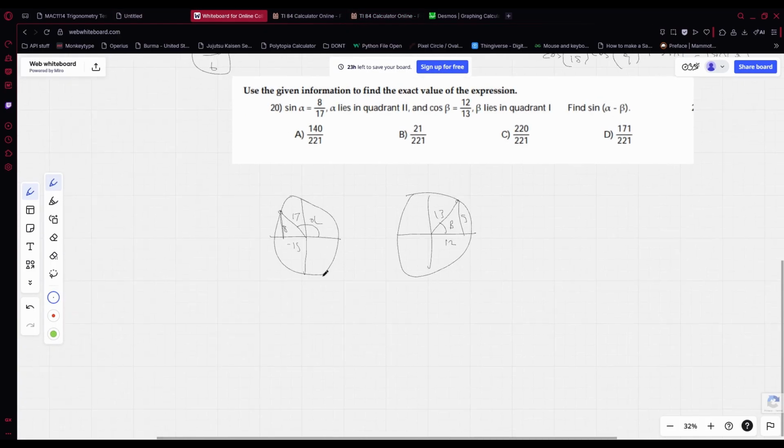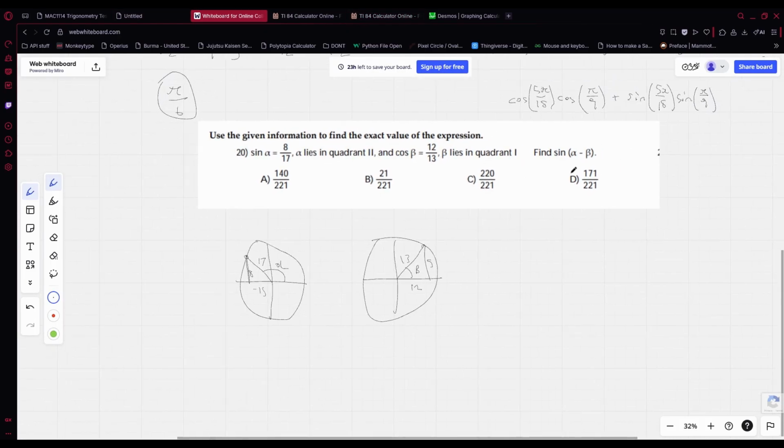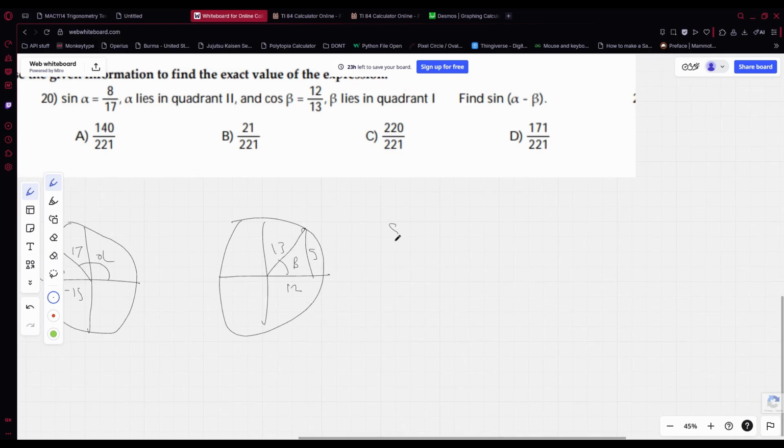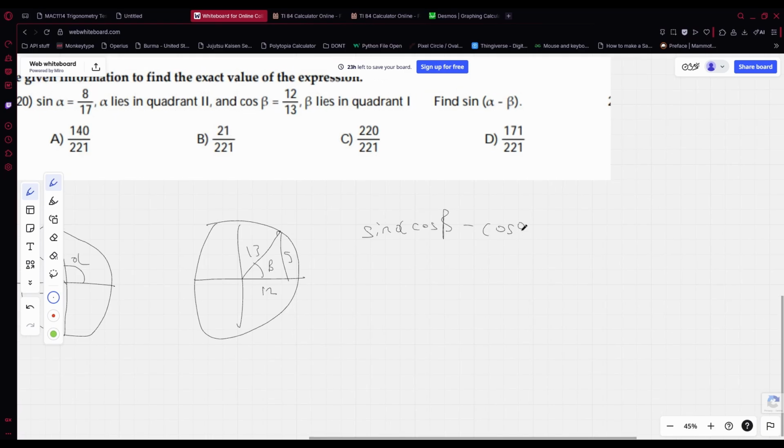Okay, now we have our triangles. Now we have to find sine of alpha minus beta. And now this is the most fun and amazing and great part. So we're going to do the formula. So we're going to say sine alpha cosine beta minus cosine alpha sine beta.